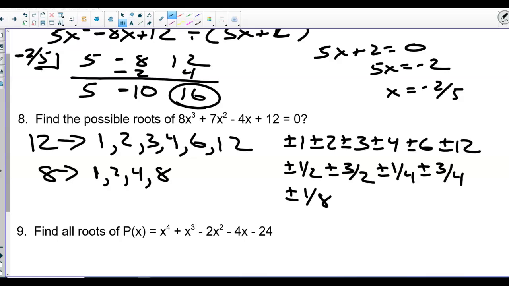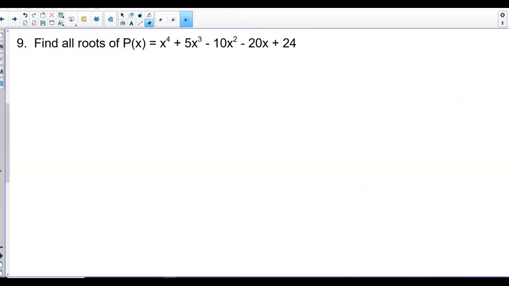2/8 is 1/4. Already have it. 3/8. 4/8 is 1/2. Already have it. 6/8 is 3/4. Already have it. 12/8 is 3/2. We already have that one as well. Okay. Any questions with that? That's your answer. Those are your possible solutions.